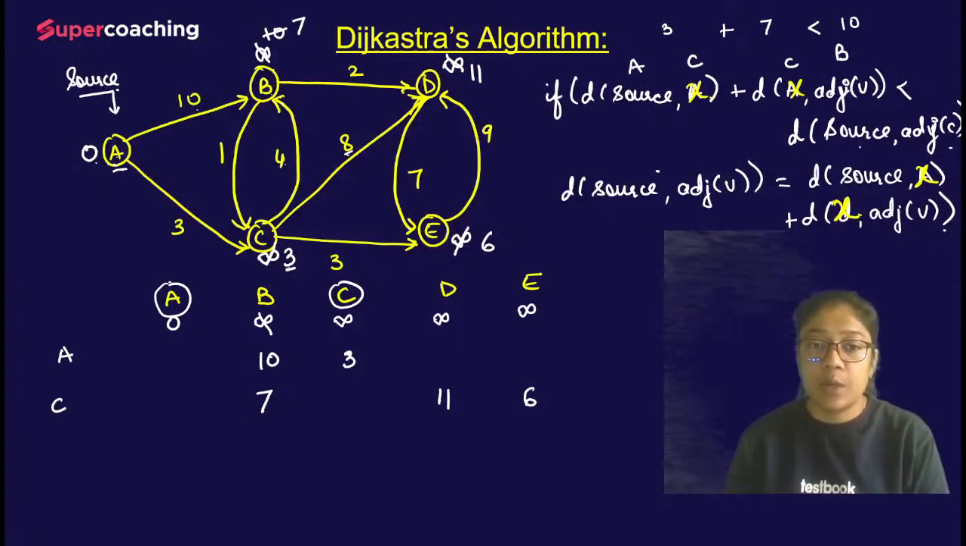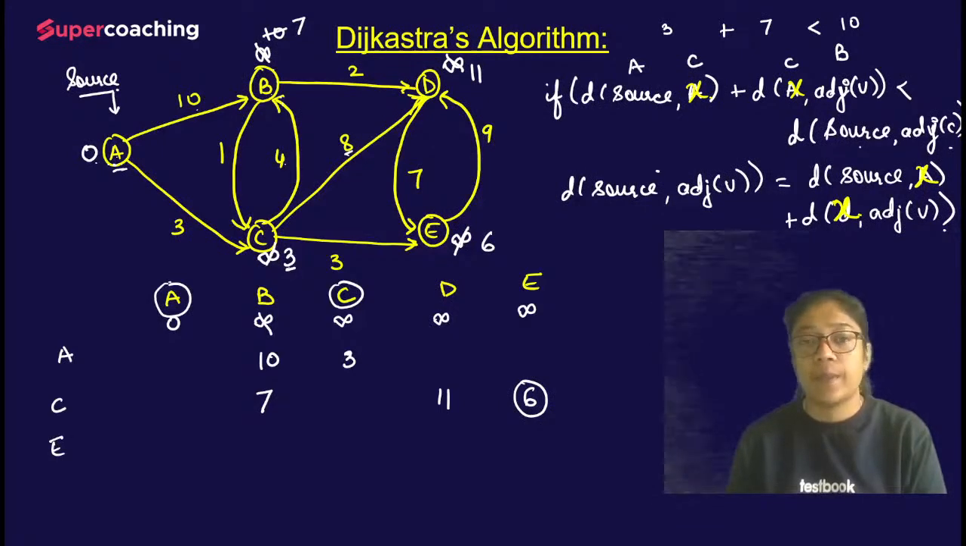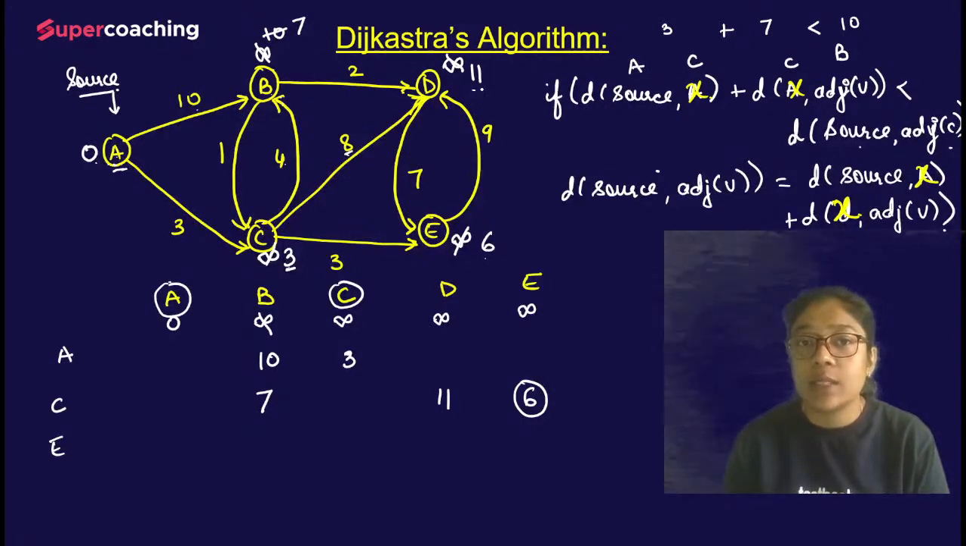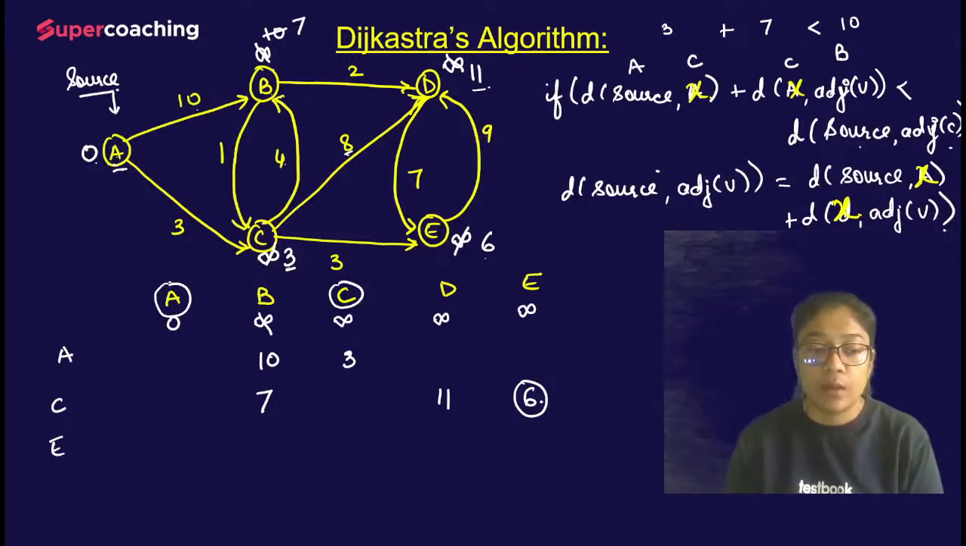Again delete the next minimum. Minimum value is 6, so E will be deleted next. Now E is adjacent to D. सिर्फ एक ही outgoing edge, 6 plus 9 is 15. We won't be updating this value because as of now we are getting 11. Correct? So we won't be updating this value. So E is not going to make any changes.